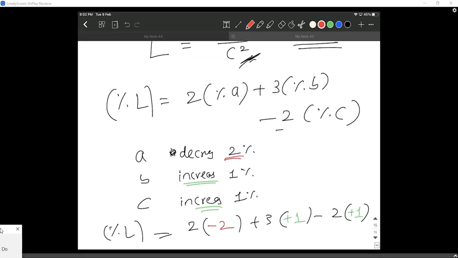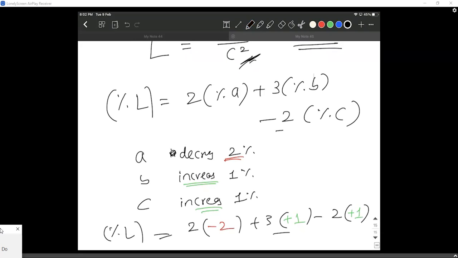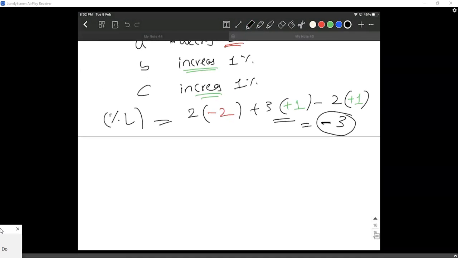So what do you get as the answer? Can somebody tell? 3 minus 4 minus 2, minus 3. You'll get a minus 3. So you can simply say L has decreased by 3%. That is how you write whenever you get percentage changes.